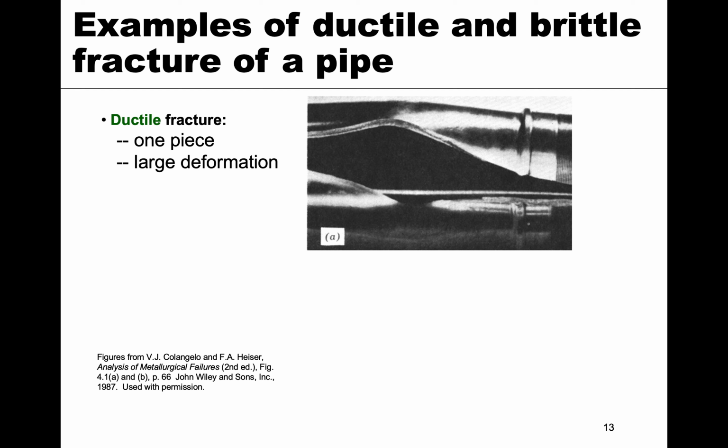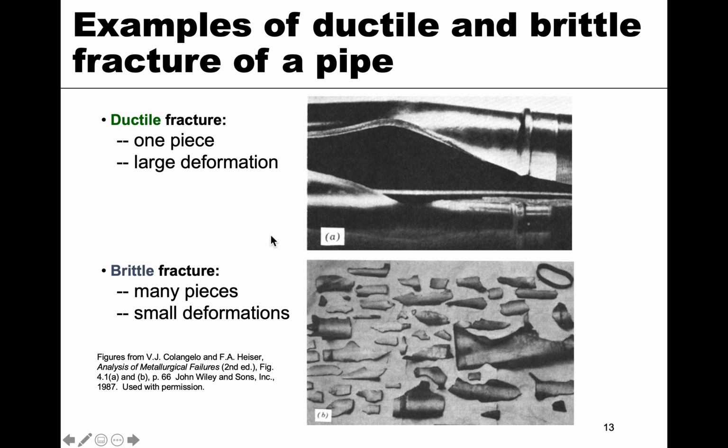All right, so let's look at some examples of ductile and brittle fracture in a pipe. Here's a pipe, and you can see that it's split open down the seam, and it's bulged here. That bulge is warning you that something's happening, right? It's changing shape, and then it splits down the middle. So it's basically one piece, with relatively large deformation, but this would have happened with warning.